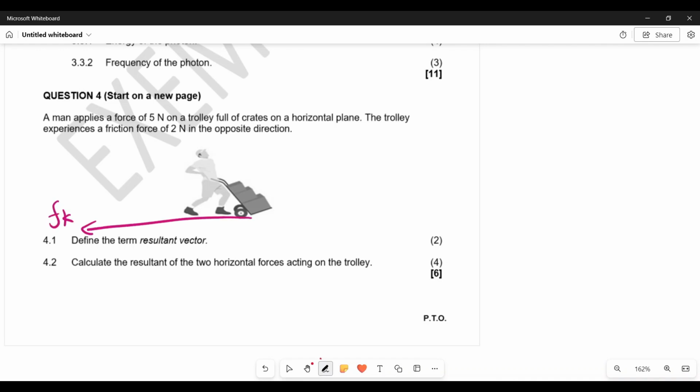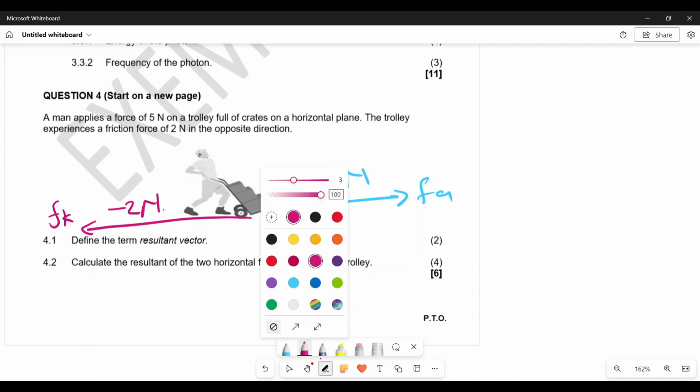And remember, this person is applying a force, so our force applied would be in that direction. Now, they're telling us that force applied is 5 newtons, and our frictional force is 2 newtons. Now, we need to choose, because a force is a vector, it must have both magnitude and direction. So I'm going to choose this as positive, and my friction would be -2.